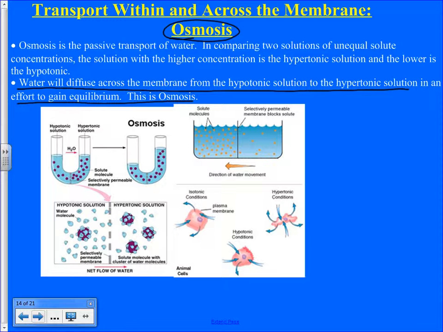Now, I used the terms hypertonic and hypotonic in there. Hypertonic means lots and lots of salts. Hypotonic means very few or none.